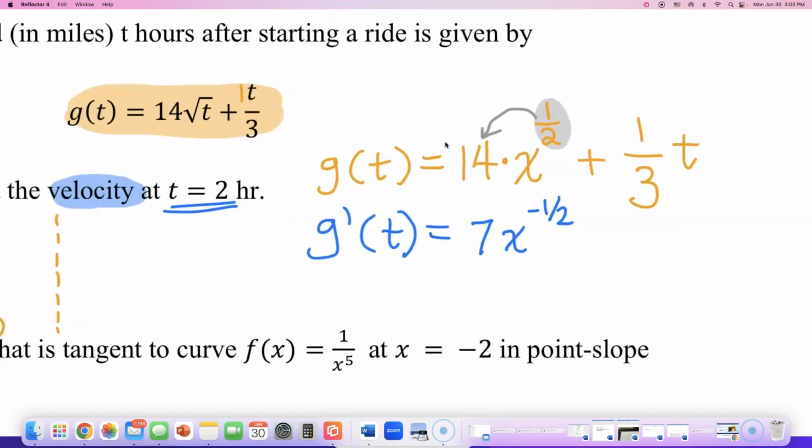All right, take the derivative of 1/3 t. What's that going to be? That's just going to be plus 1/3.